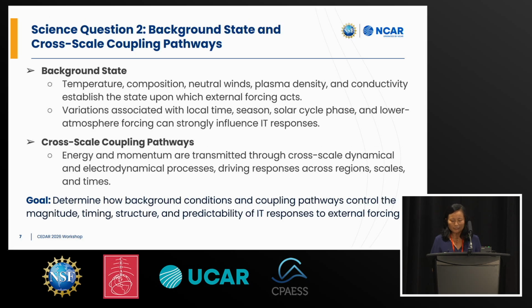Our second science question focuses on the response of the IT system to external forcing. We know that the same forcing can produce very different responses. The background condition, including temperature, composition, wind, plasma density, and conductivity, establishes the state where the forcing acts upon. And this background state is highly variable with the local time, with the season, with solar cycle phases, and with the lower atmosphere forcing.